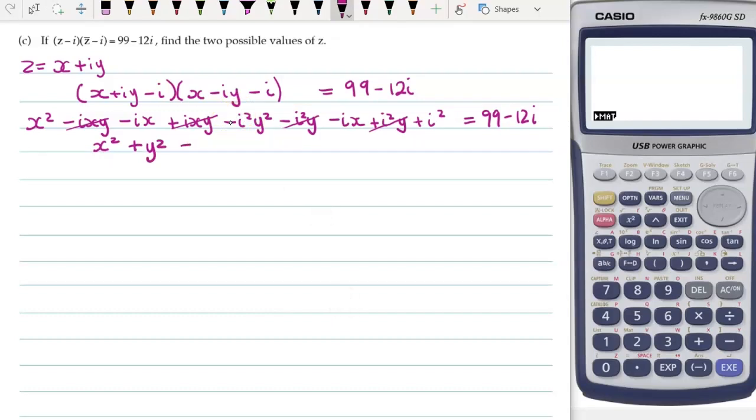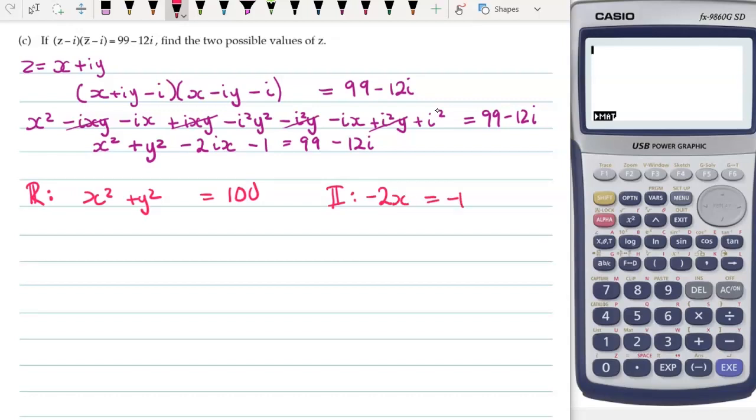Then we have two lots of ix, and then we have a plus i squared, so that's a minus 1 is equal to 99 minus 12i. Now comparing the real and imaginary parts, the real part of this will be x squared plus y squared minus 1 equals 99, or take the 1 over to the other side, that equals 100. The imaginary part on the left, we have only got one, and that is minus 2x, and it's equal to minus 12, so therefore x is equal to 6.